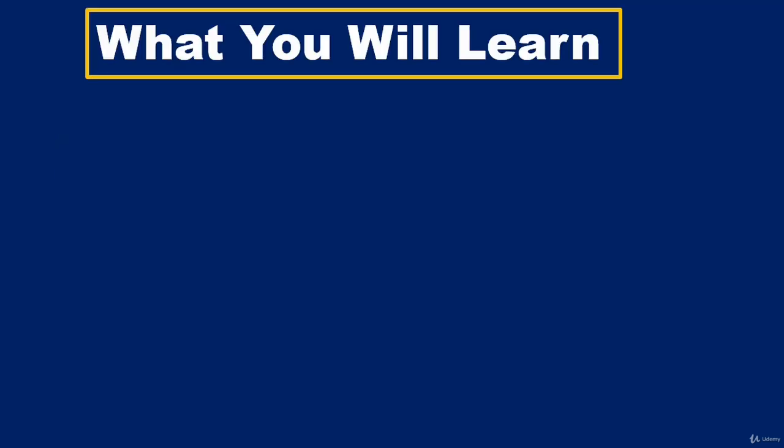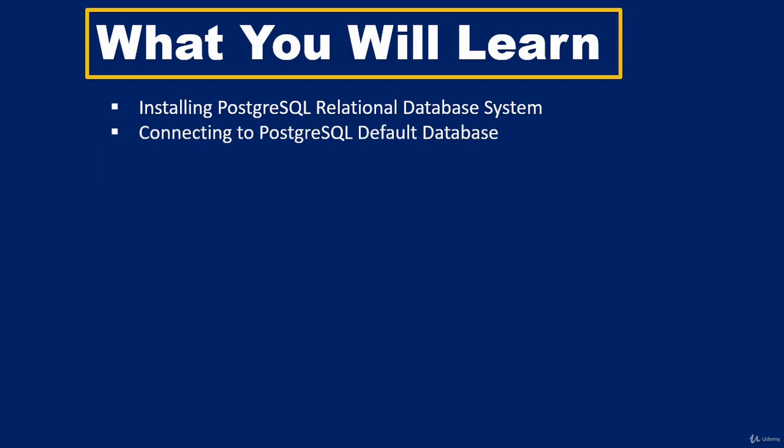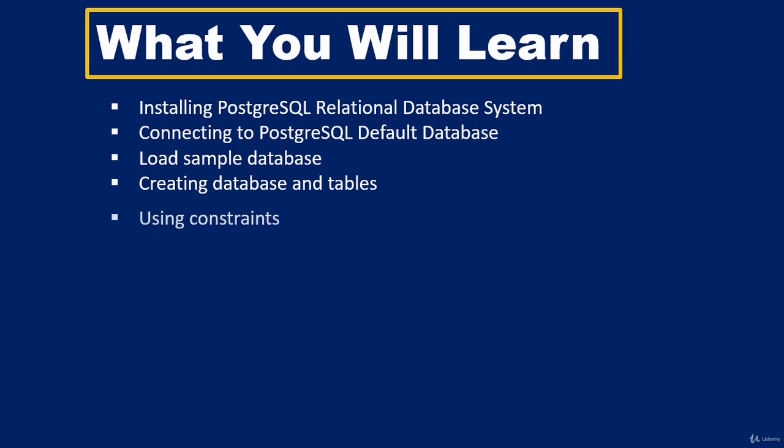What you will learn on the course: we will start off by setting up a database environment. So we will install PostgreSQL, which is a relational database management system. We will then connect to the default database for PostgreSQL. Once we've done that, we will learn how to load a sample database. We will move on to creating a database and table. We will then learn how to apply constraints to ensure integrity of the data.